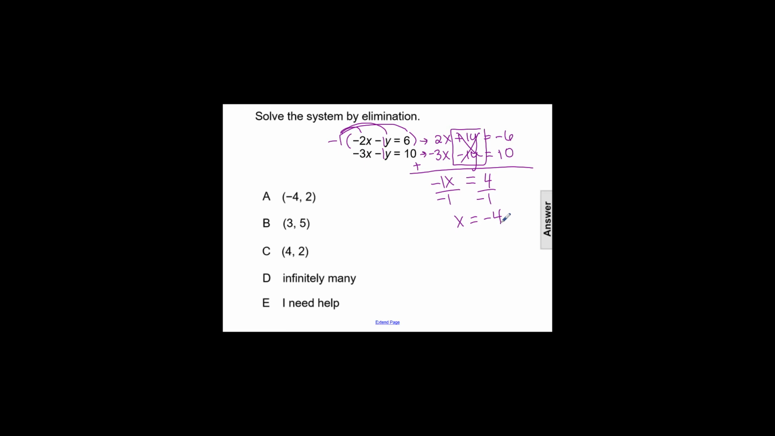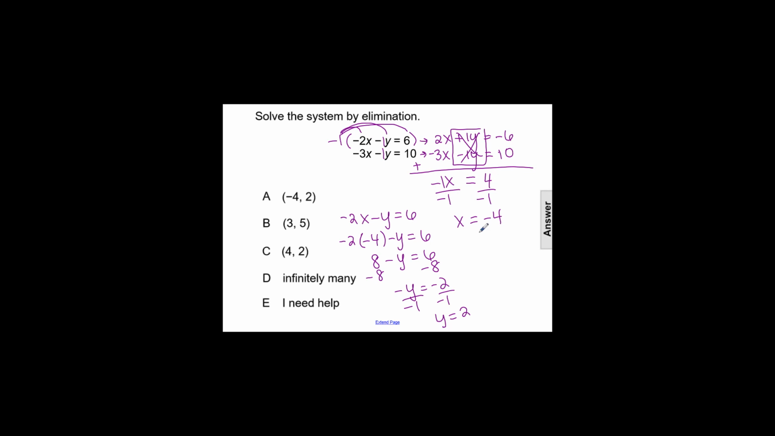Now that we have the x value, we can use either of the equations to substitute in and find the y value. So I'm randomly going to choose the original first equation of negative 2x minus y equals 6, and substitute in that x equals negative 4, so that we can solve for y. So negative 2 times negative 4 is 8, minus y equals 6. Subtract 8 from both sides, negative y equals negative 2. And divide both sides by negative 1, we get y equals a positive 2.